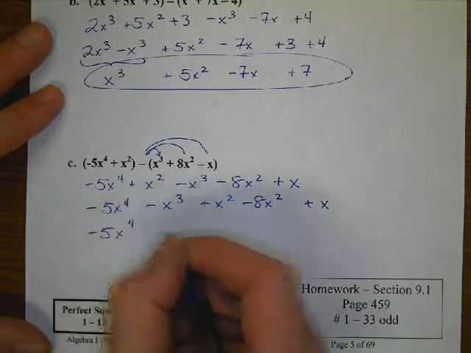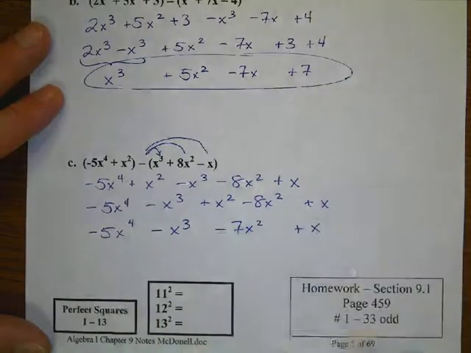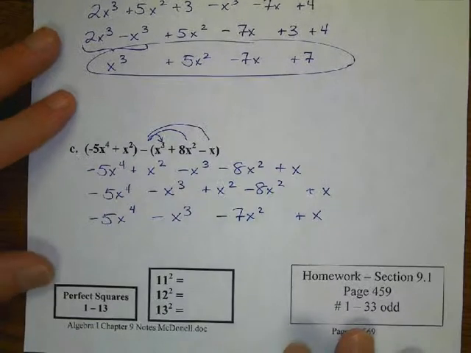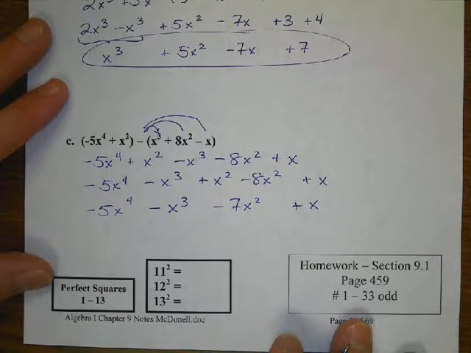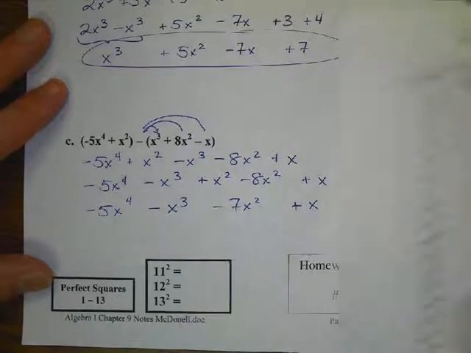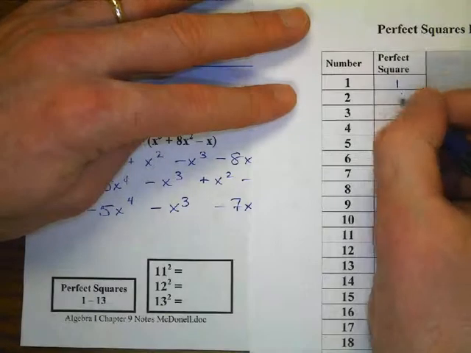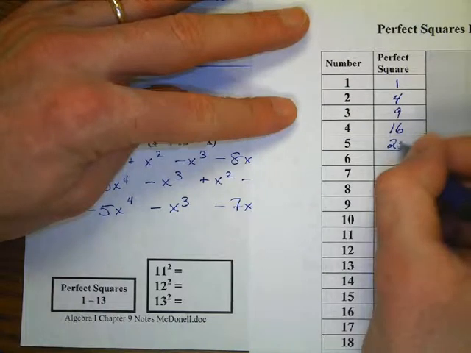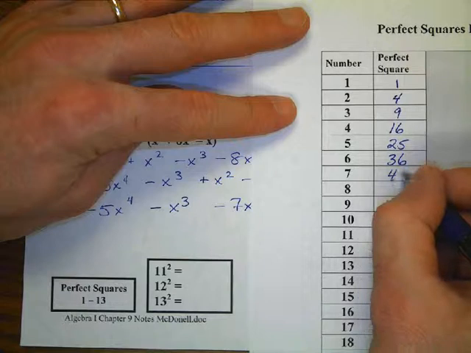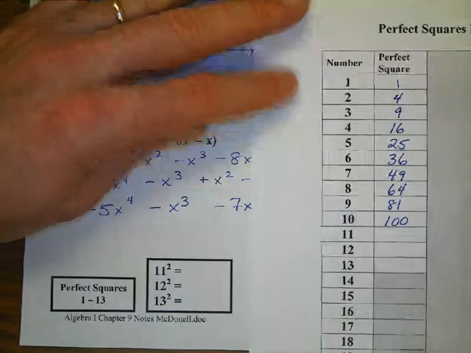Now, one of the things we're going to be working on this chapter is learning our perfect squares. You all know your perfect squares 1 through 10, and that's pretty safe to say. On the next page, we're going to write those down very quickly. So let's move to the next page, and let's take a look at what these perfect squares are, 1 through 10. Obviously, 1 squared is 1, 2 squared is 4, 3 squared is 9, 4 squared is 16, 5 squared is 25, 6 squared is 36, 7 squared is 49, 64, 81, and 100. Some of you may not know the next 3 squares, and these are the 3 squares that I'm going to need you to learn by tomorrow.